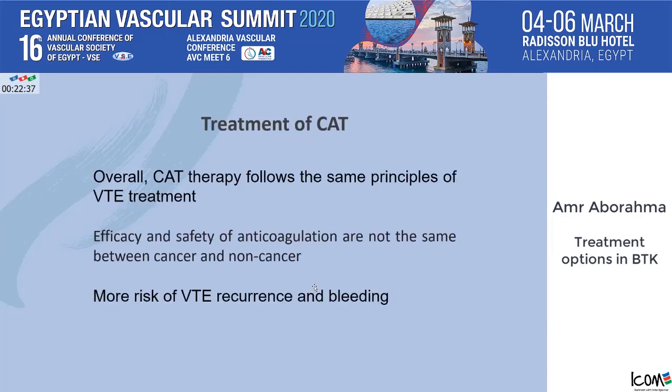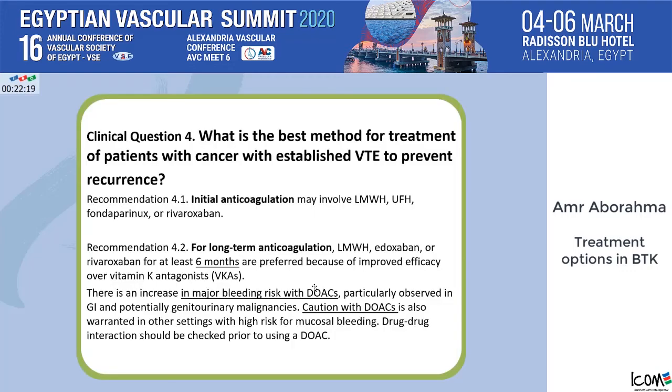The treatment of cancer-associated thrombosis follows the same principle as deep venous thrombosis, but there is a difference, because the efficacy and the safety of anticoagulation are not the same in cancer patients. There is more risk of VTE recurrence and there is more risk of bleeding. And here comes a question: what is the best method for treatment of patients with cancer with established venous thromboembolism?